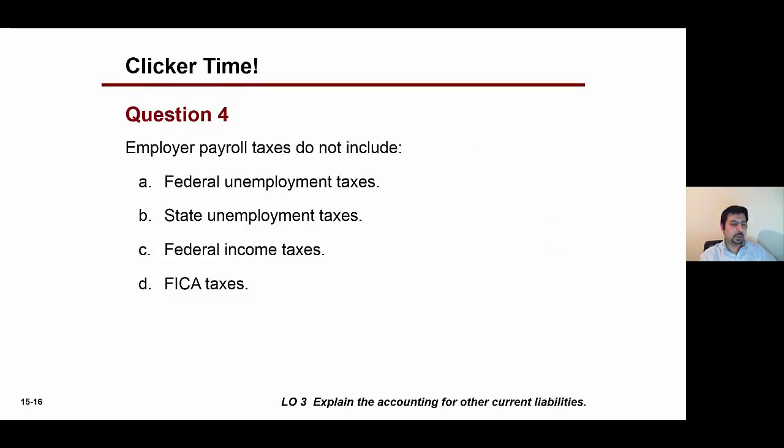So, as a quick reminder, employer payroll taxes do not include federal unemployment taxes, state unemployment taxes, federal income taxes, or FICA taxes. Now, this is the only one that is not included because this is income tax, and usually it is deducted from the employees. This is part of the deductions, and it's not part of the employer's payroll taxes. So this amount will be taken from the gross pay of the employees, and it will not be paid by the employer itself.